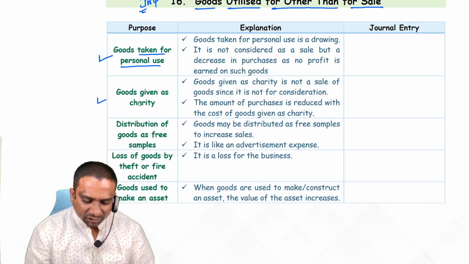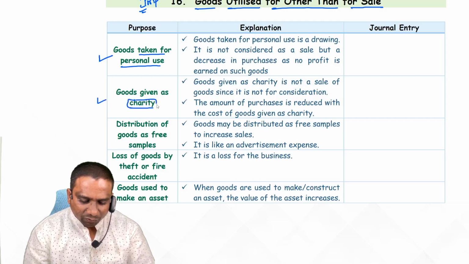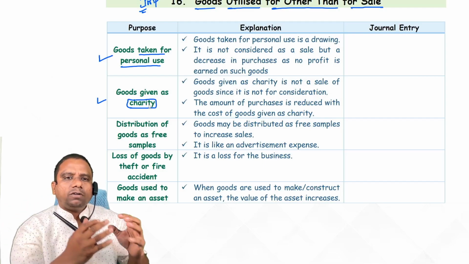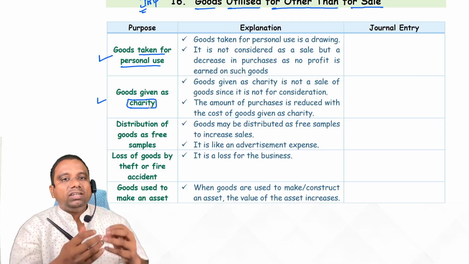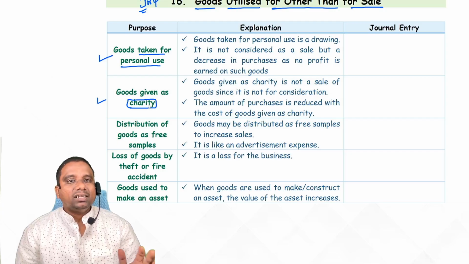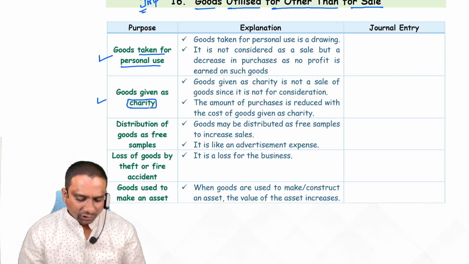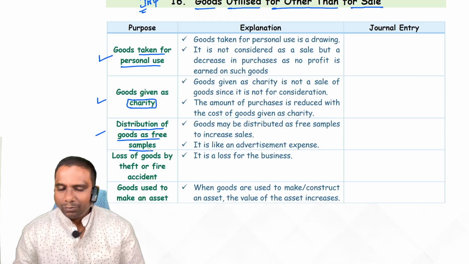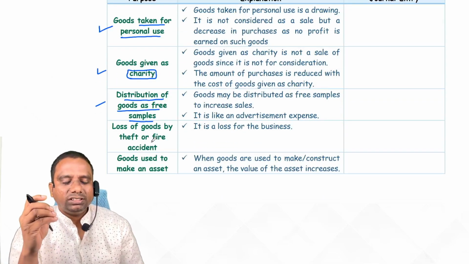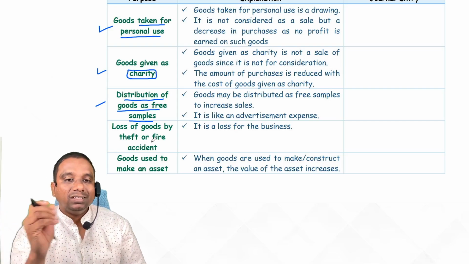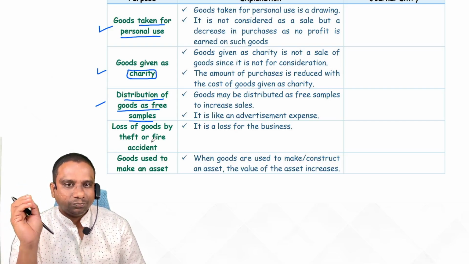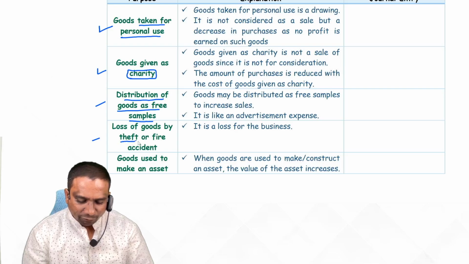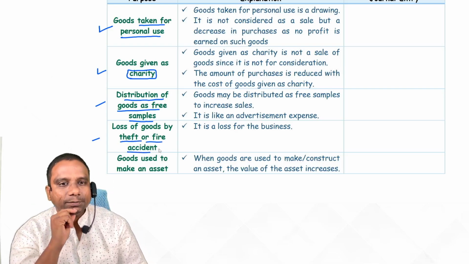Next one: goods given as charity. Sometimes we may give goods as charity. Suppose I have a clothing store, and some clothes or some old stock I have given as charity. In that case, what is the entry I have to write? Next one: distribution of goods as free samples. In some businesses, we need to distribute some goods as free samples. These are like advertisement expense. Next one: loss of goods by fire, theft or accident.